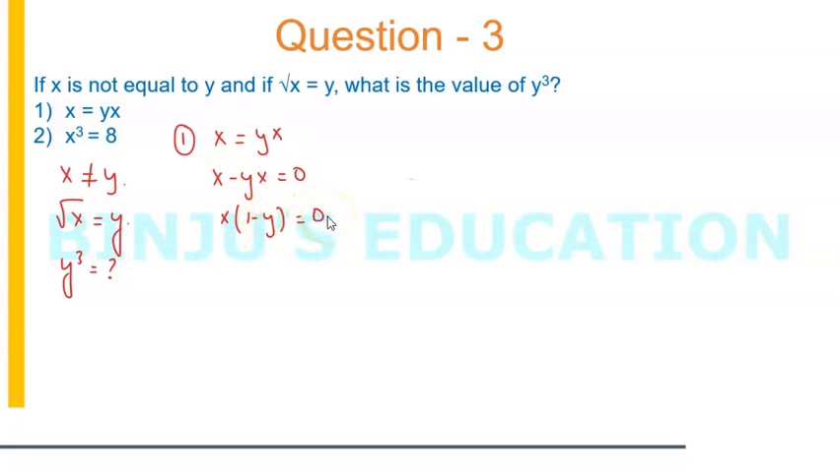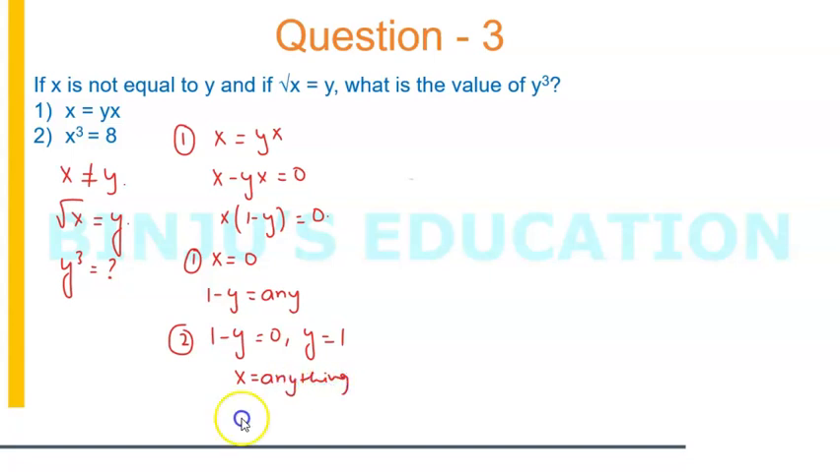So what are our possibilities? Possibility number 1, x is 0. 1 minus y can be anything. Or in short, you can say that y can be anything. Possibility number 2, 1 minus y is 0, which will basically give you y is 1 and x can be anything. Possibility number 3, at the same point of time x is 0 and 1 minus y is 0, which means y is equal to 1.